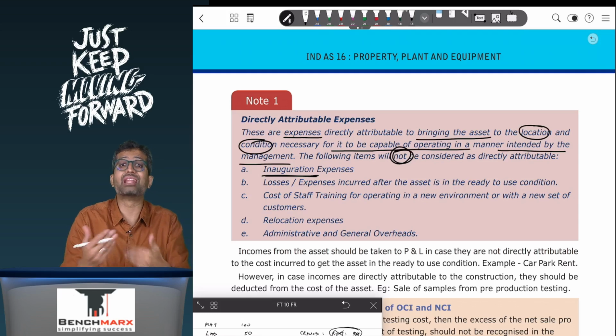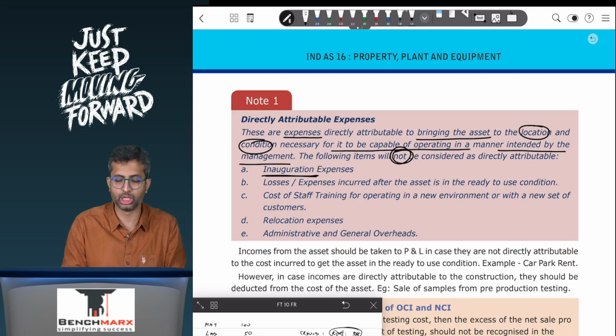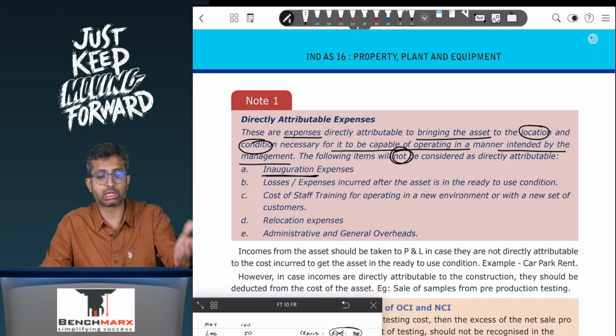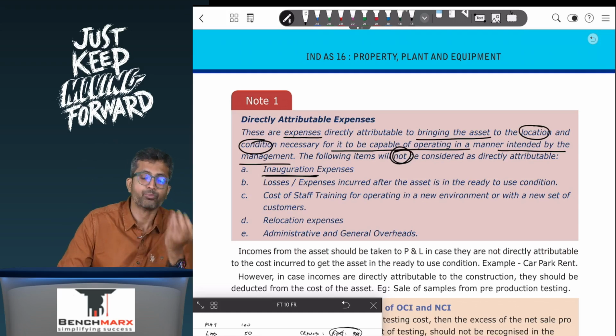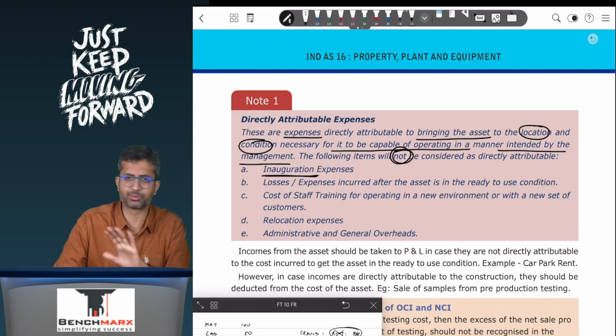Sometimes it might happen that the asset is ready for use, it is being used and there are losses, and we decide to capitalize the losses, or there are expenses, and we decide to capitalize. The standard says no, initial recognition will be only those expenses or losses till the time the asset is ready for use. Once it is operating, after that if there are any expenses, we will not capitalize.